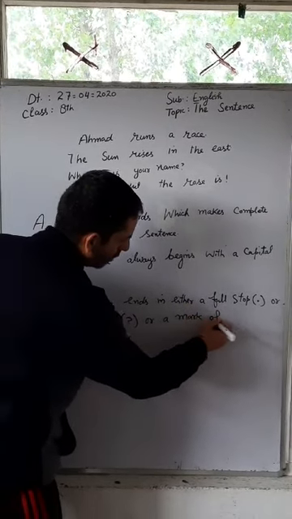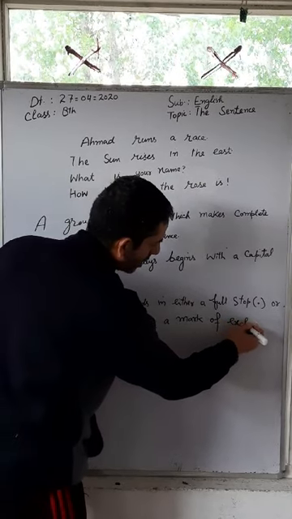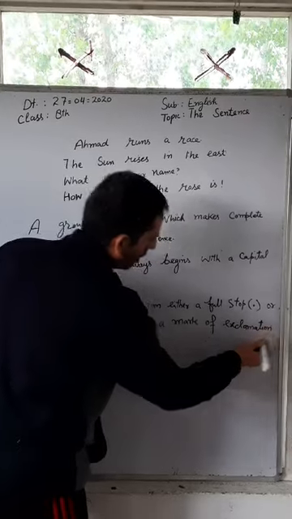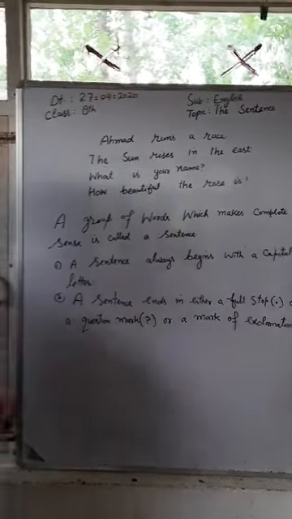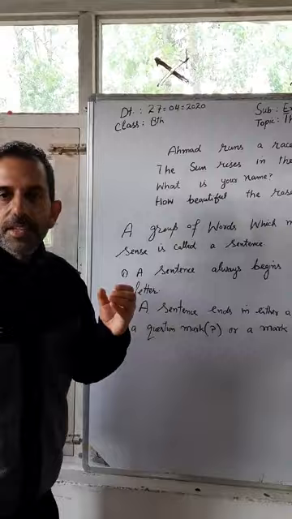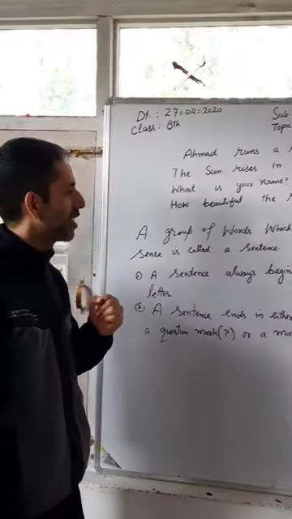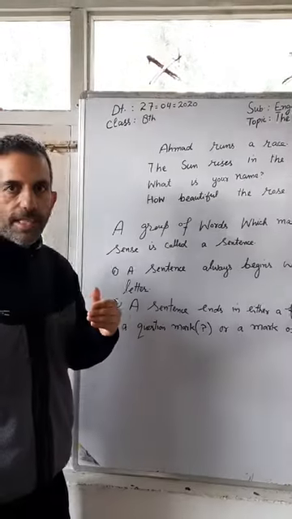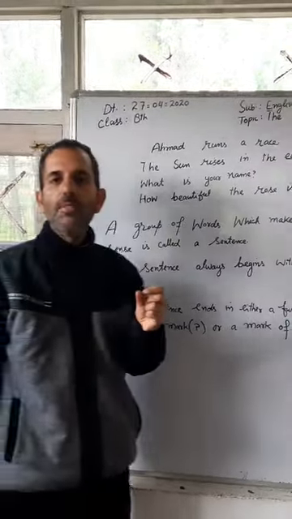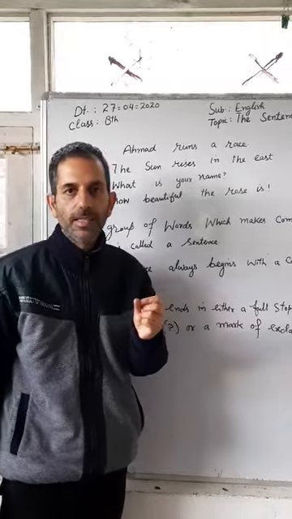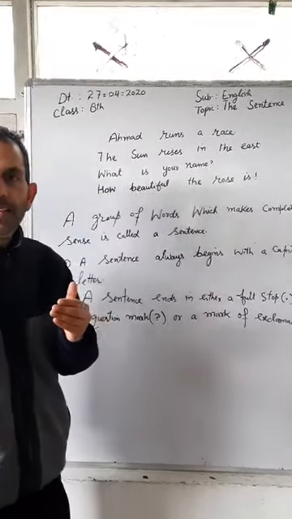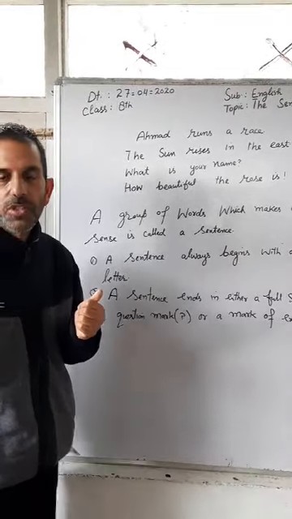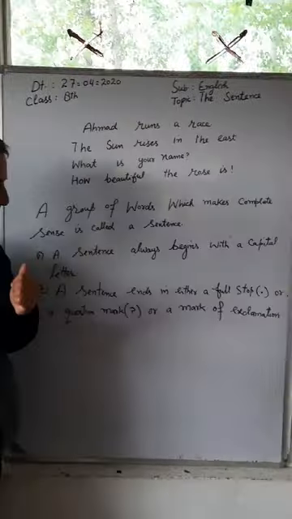Here we will repeat again. A group of words which makes complete sense is called a sentence. Here we will remember: number one, a sentence always begins with a capital letter. Number two, a sentence always ends with either a full stop, or a question mark, or a mark of exclamation.